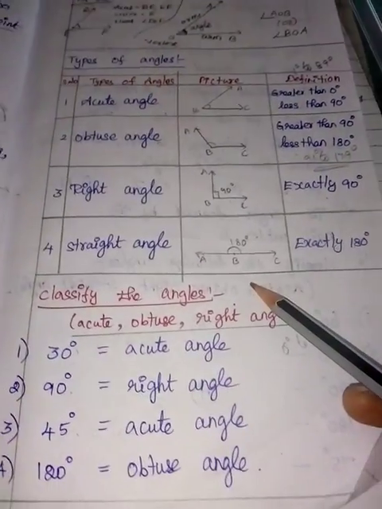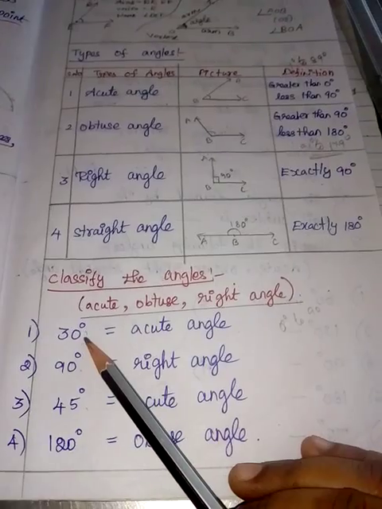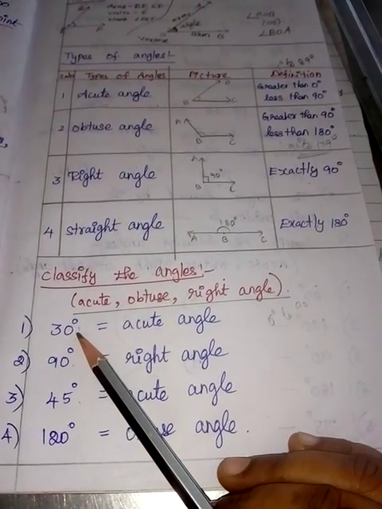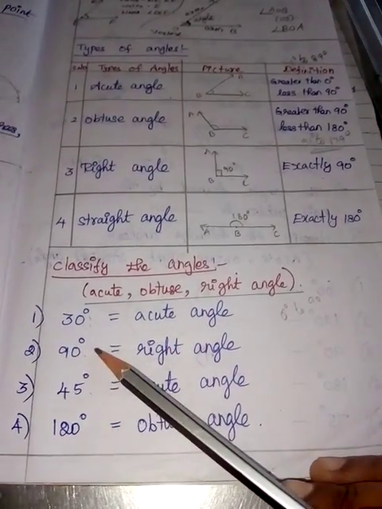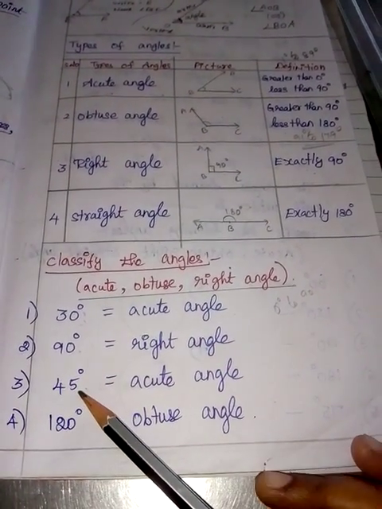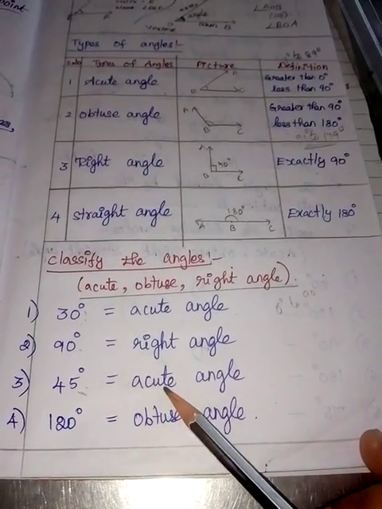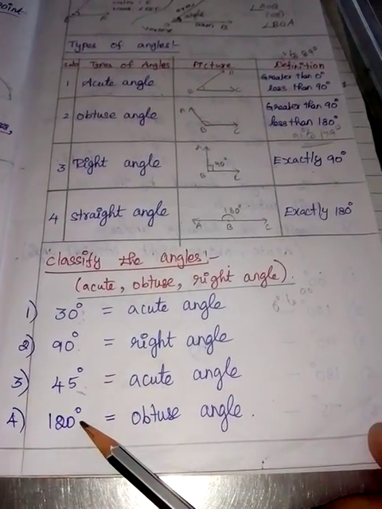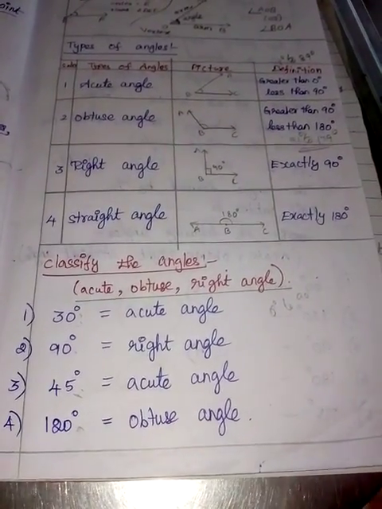Now we classify the angles. Some examples. Okay, 30 degree. 30 degree is between 0 to 90 degree, so it is an acute angle. 90 degree is a right angle. 45 degree is between 0 to 90 degree, so this is an acute angle. 120 degree is between 90 to 180, so it is an obtuse angle.